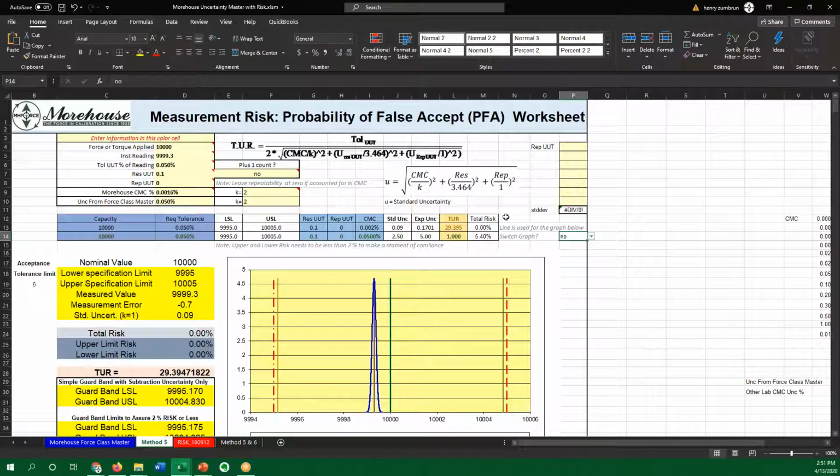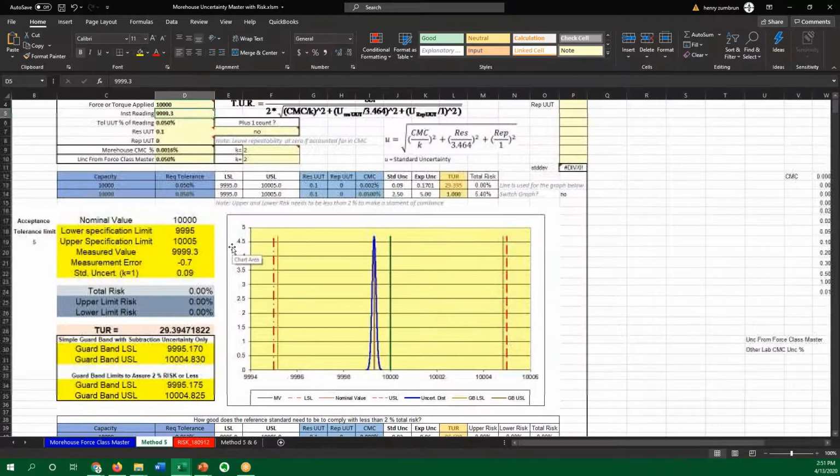Here's an Excel sheet which we created, and really we're talking about risk. This sheet does a lot of different things with risk. In this situation, I have a 10,000 pound load cell. Resolution is 0.1, and my instrument reading, which is very important, is the location of the measurement. What we're showing in this sheet is the TUR and the importance of analyzing the PFA. TUR is test uncertainty ratio.